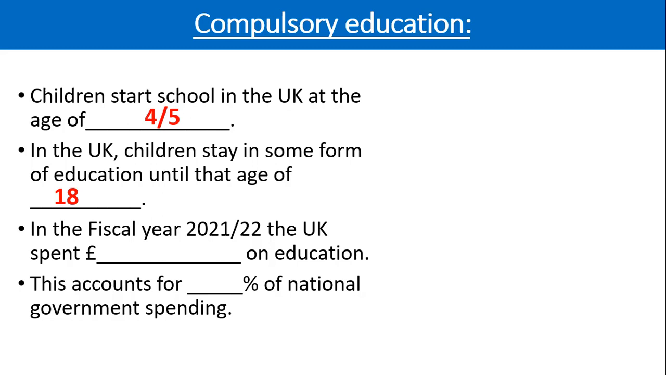Now, this might be the one you're not as familiar with. In the fiscal year 2021-22, how much did the UK spend on education, and how much do you think this accounts for, in percent, of national government spending? The answer: 99.8 billion was spent on education last year. It accounts for 9% of government spending.